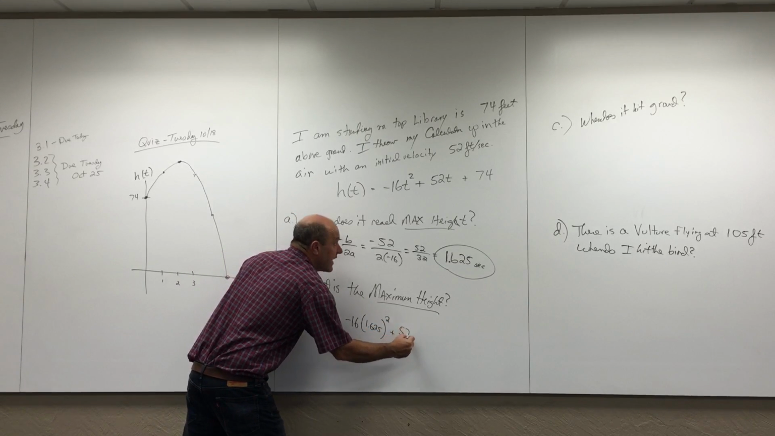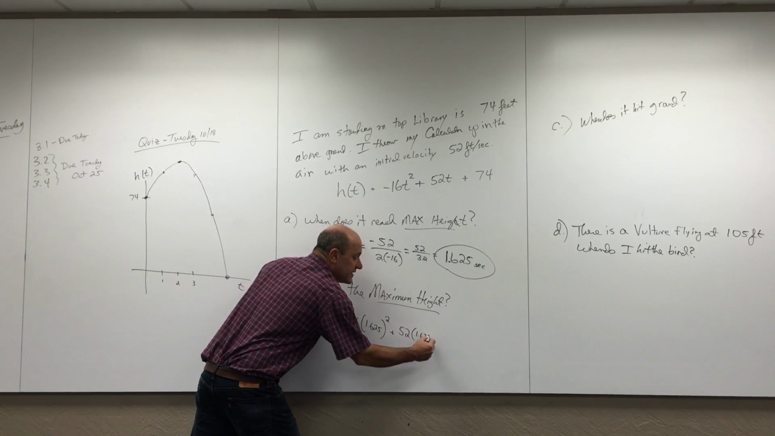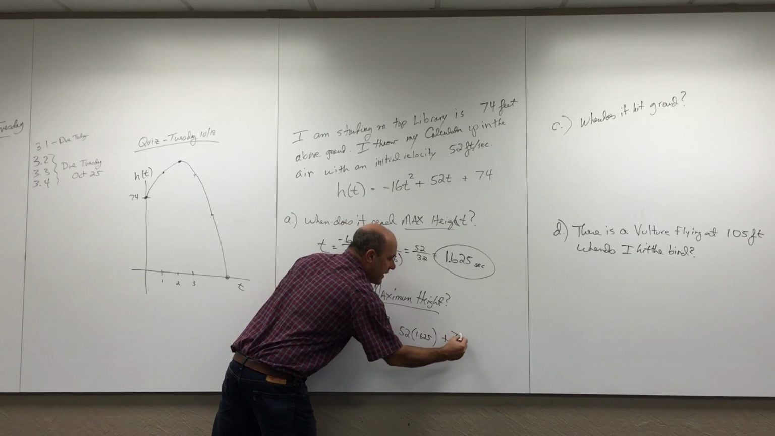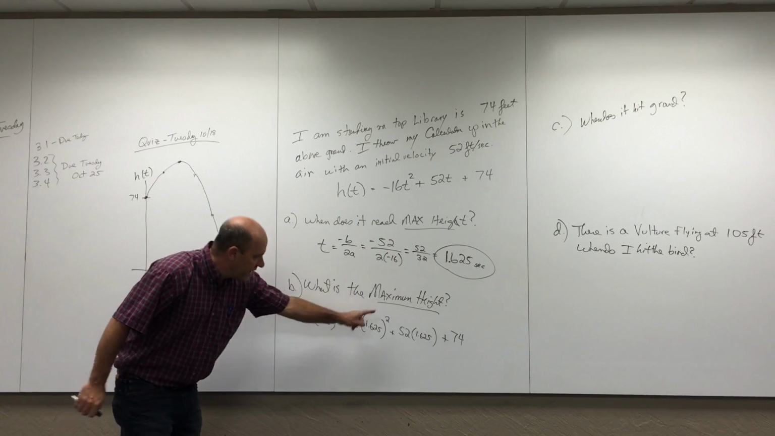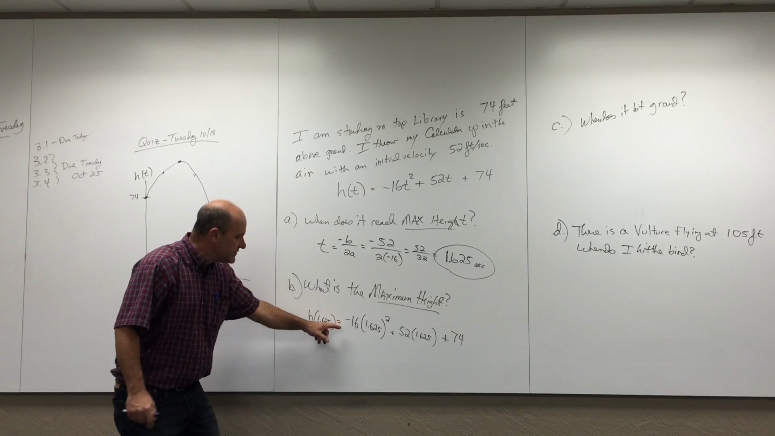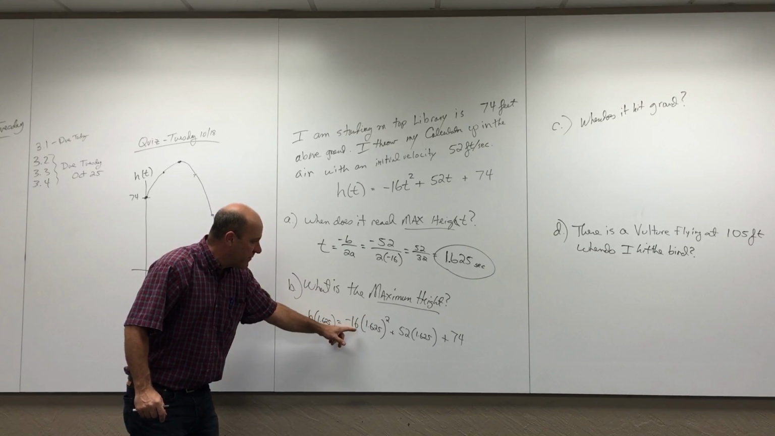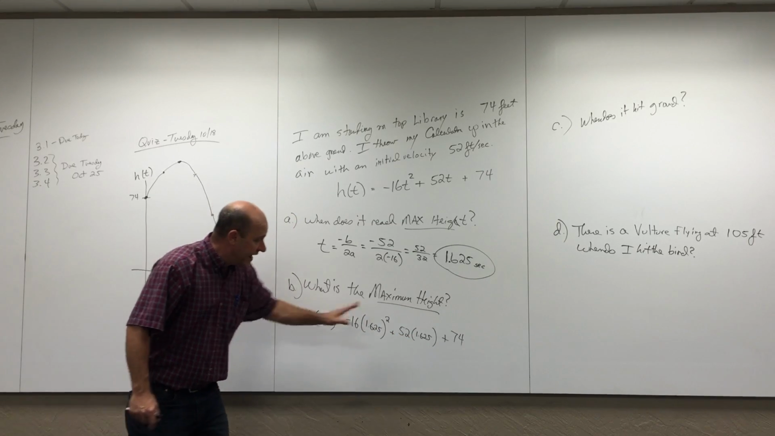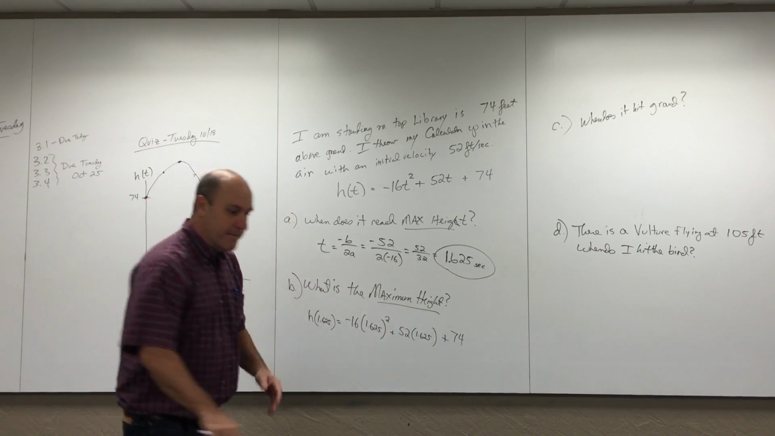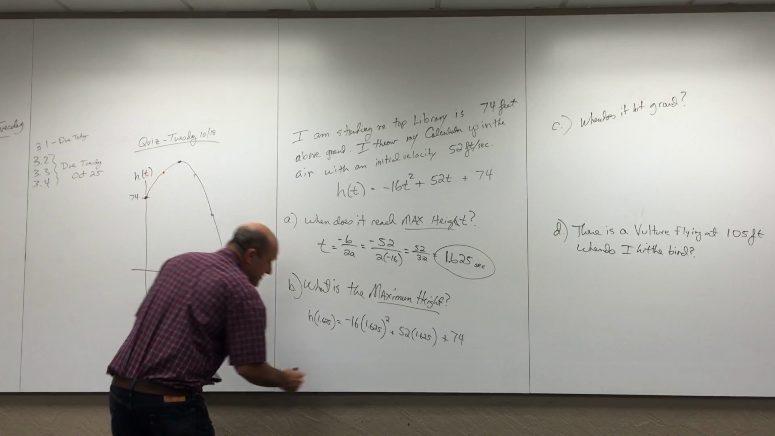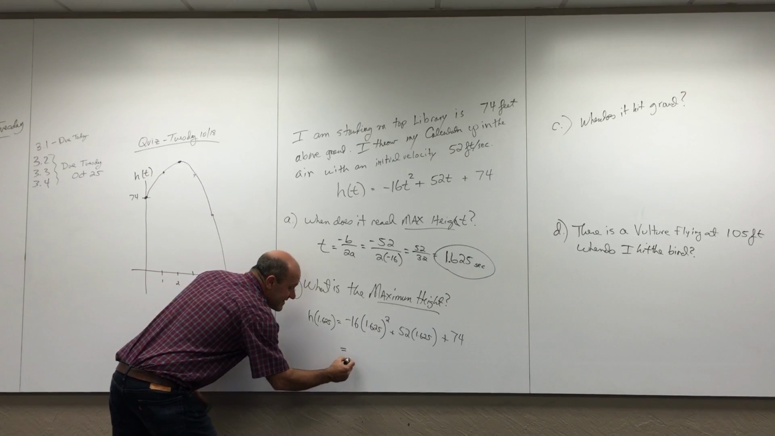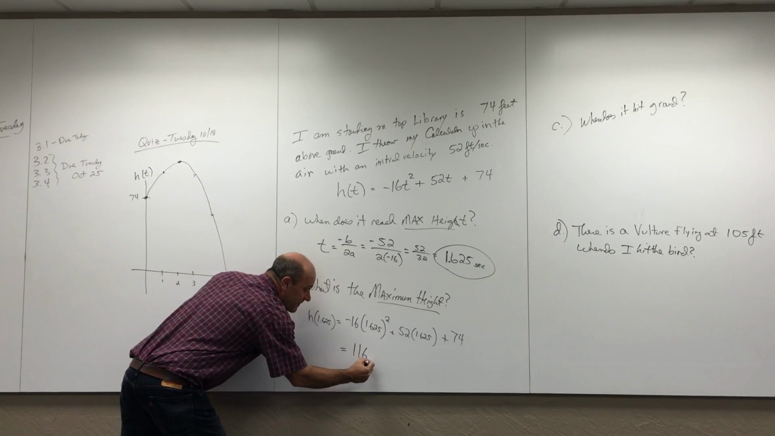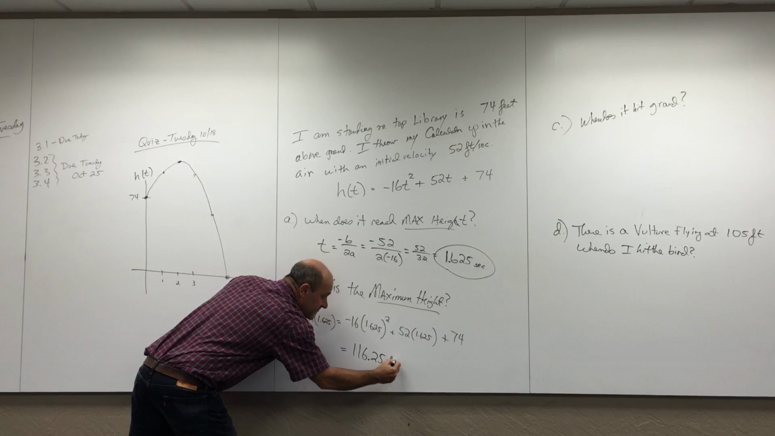You probably ought to practice doing this and see if you can get this answer. You got to square this, then you multiply by the negative 16. You kind of got to know your order of operations. You multiply this. Then this is negative here, so then you'll add these numbers. Anybody have an answer for me? 116.25. Okay, cool. And that's feet.